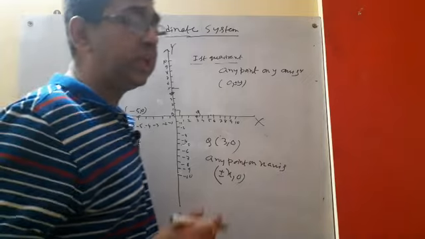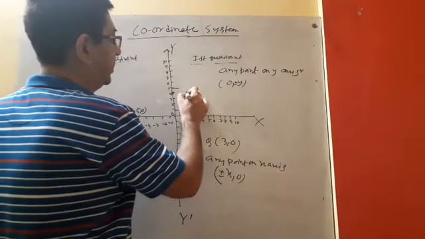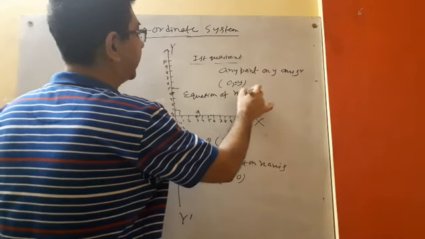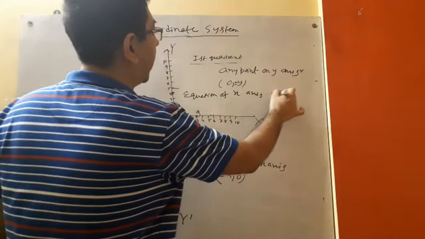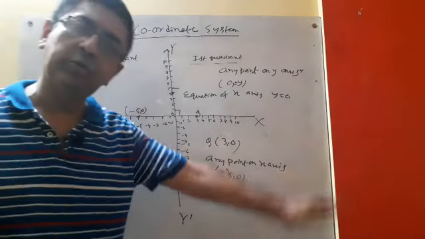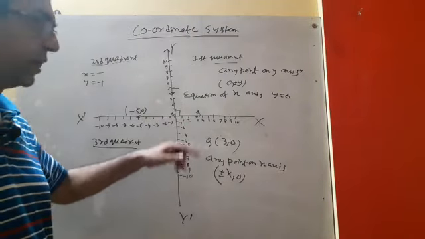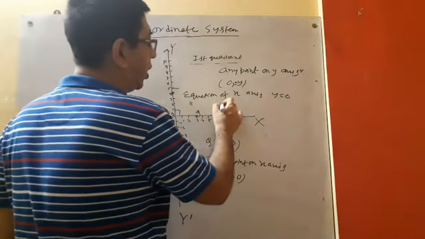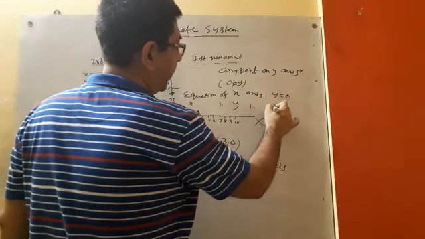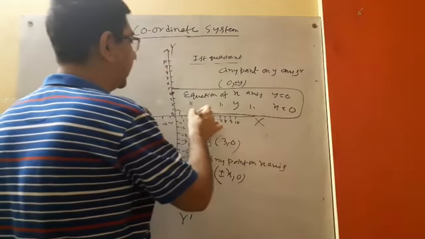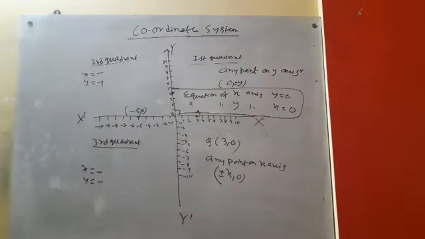So what is the equation of x-axis? Equation of x-axis means y equal to 0, because on x-axis y is always 0. That is the common portion. So the equation of x-axis is y equal to 0, and equation of y-axis is x equal to 0. These are the basics of coordinate system.